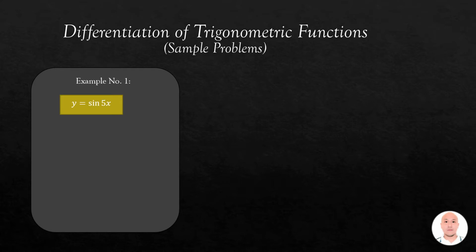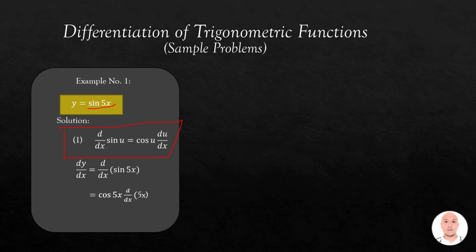Problem number 1, y equals to sine 5x. So here, the given is in sine form, so we'll use our formula number 1, which is d over dx sine u is equals to cosine u du over dx. Then, dy over dx is equals to d over dx sine 5x. Then, by using formula number 1, the sine 5x will be converted into cosine u. So, cosine 5x. Then, our u here is 5x.